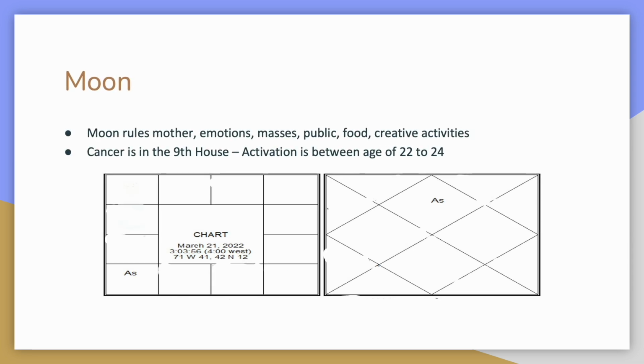The next planet is Moon. Moon activation age is around 22 to 24. If Cancer is in your ninth house, that means Moon is the lord of the ninth house. And if Moon is not afflicted by any other planets, or has no association with any other planet, that means Moon will activate your fortune around the age of 22 to 24.